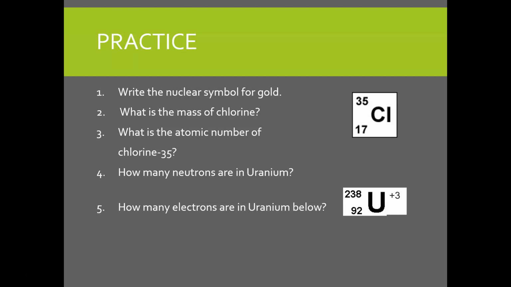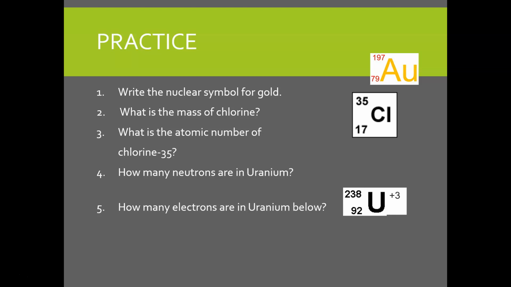All right, up first, you were asked to write the nuclear symbol for gold. Since we weren't told anything about a charge or anything, we just looked over at the periodic table, and a correct nuclear symbol would have been Au, which is gold, with a 197 up top because that is the rounded to a whole number mass of gold, and then 79 in the bottom because that's the atomic number of gold.